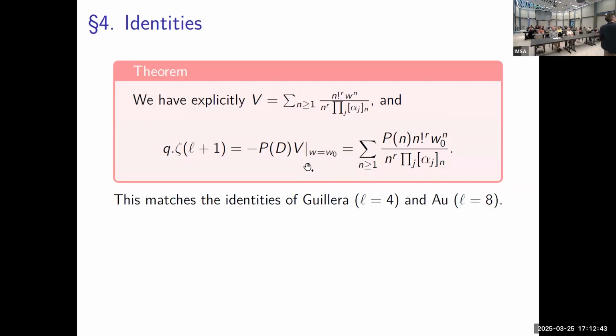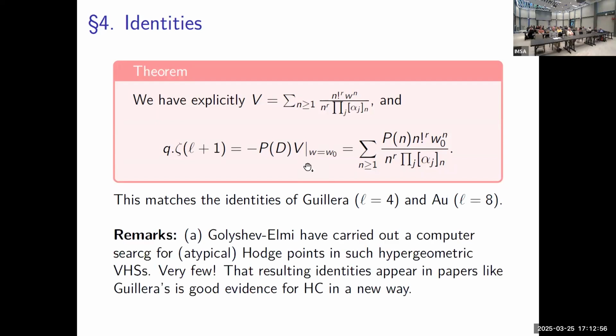And the ones that I showed at the very beginning, like Guillera and all, correspond to families of Calabi-Yau fourfolds and Calabi-Yau eightfolds. So Vasily Golyshev and Mohammed Elmi have carried out a robust computer search for some families of Calabi-Yau fourfolds, at least, trying to identify all Hodge points. There aren't very many, at least they can find.